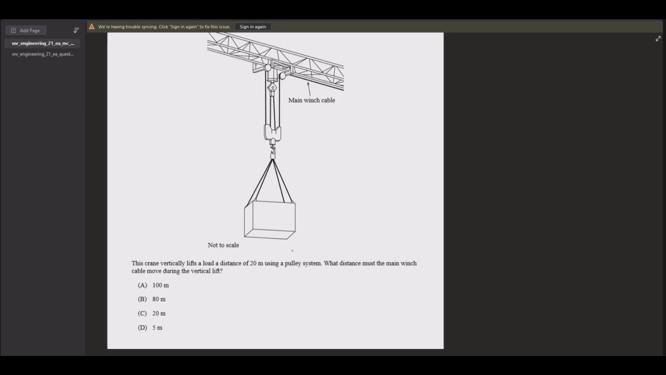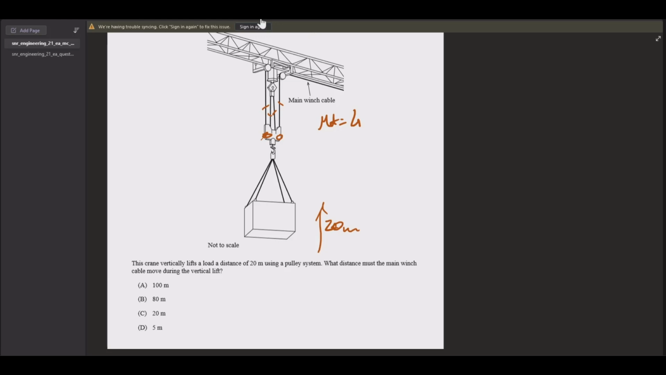Question 5. Crane question. It's a load, distance of 20 meters, pulley system. It's implied that there are 2 pulleys here, and there are 4 active wires to pull up the load. That main winch cable is the effort wire, and it's not counted as an active wire. That means that the mechanical advantage of this system is going to be equal to the number of active wires, which is 4.